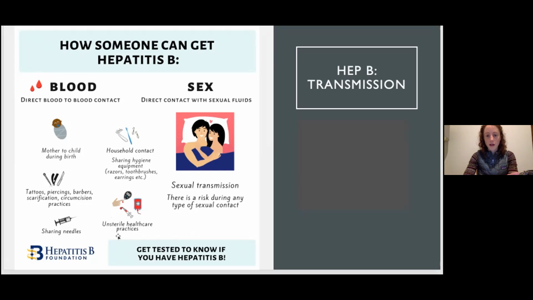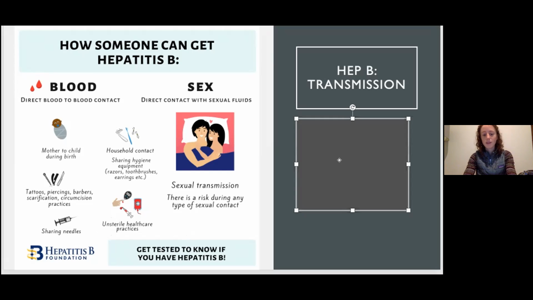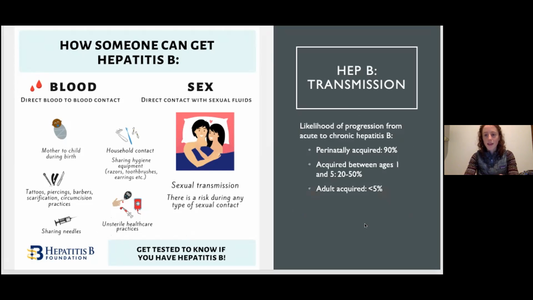And then there can be healthcare exposures, so that can be through untested blood products or through healthcare workers who are exposed to blood often and are at risk. And then you can be sexually transmitted. So it's important to remember that the age at which someone is exposed to hepatitis B is directly related to how at risk they are for getting chronic Hep B.